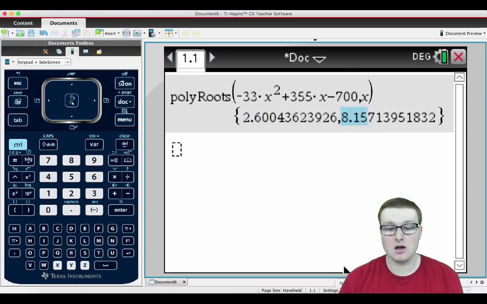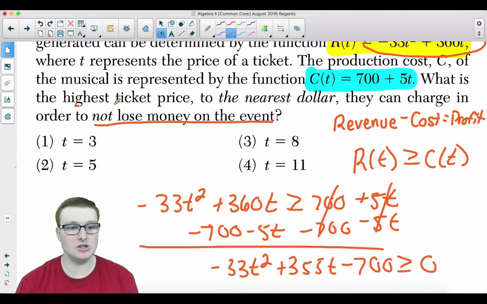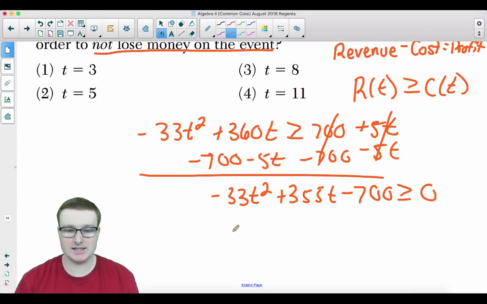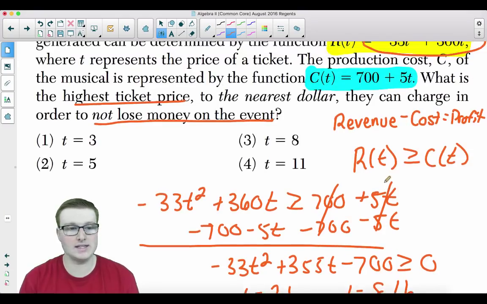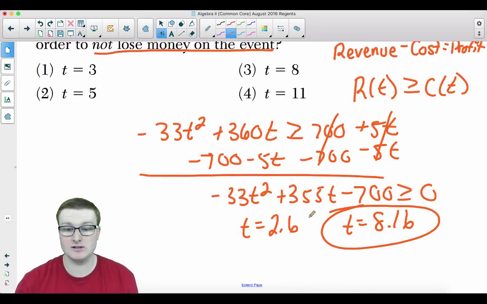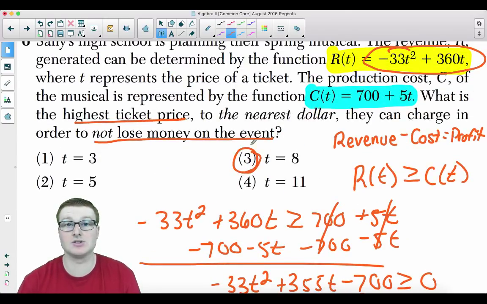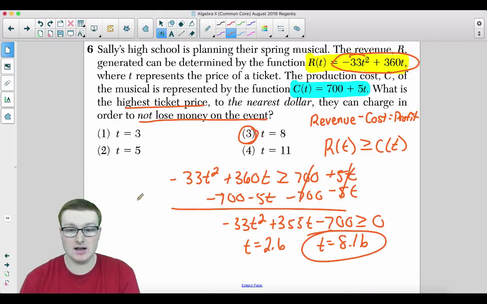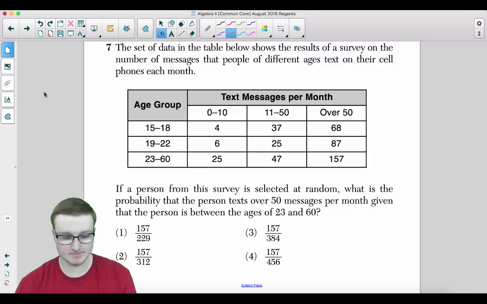So, here we go. What do those mean? Well, these are the ticket prices. The ticket prices that they could charge is t equals $2.60 or $8.16. Well, obviously, what is the highest ticket price that they could charge and not lose money on the event? Well, they could charge $8.16, which is approximately equal to $8. And that's how you do that question, folks. Honestly, not too bad.